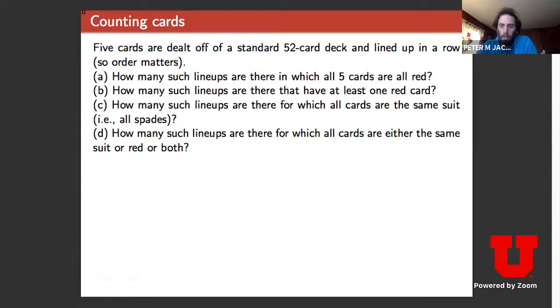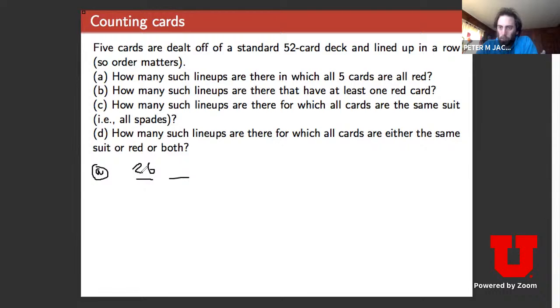Okay, so there are 26 cards in a standard deck that are red. And we're picking 5 cards. We want to know how many lineups there are in which all 5 cards are red. So originally, on the first choice, there are 26 possibilities.